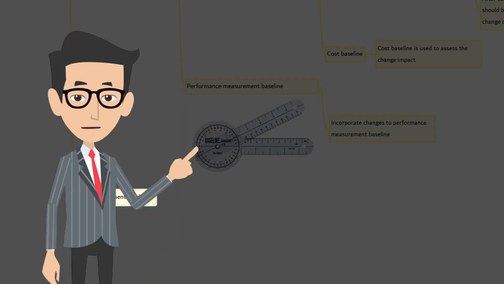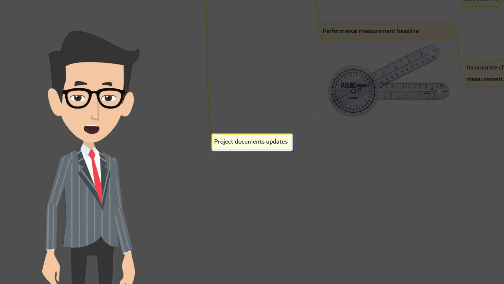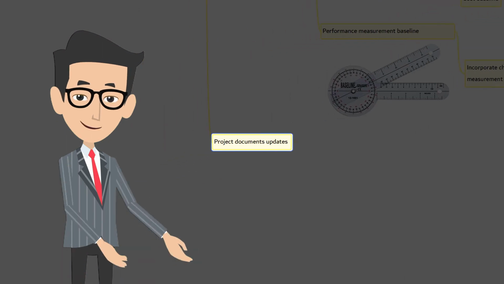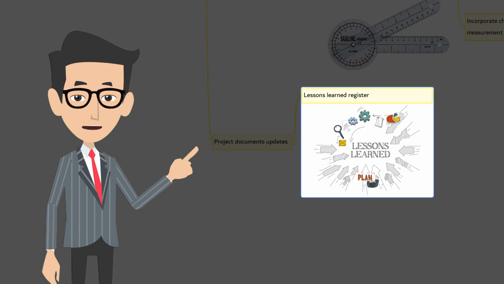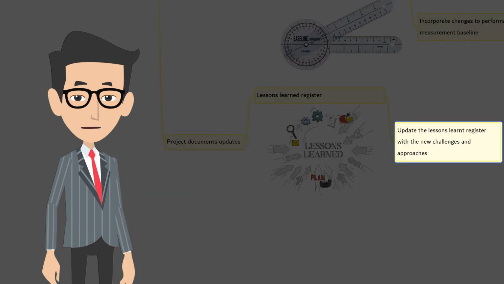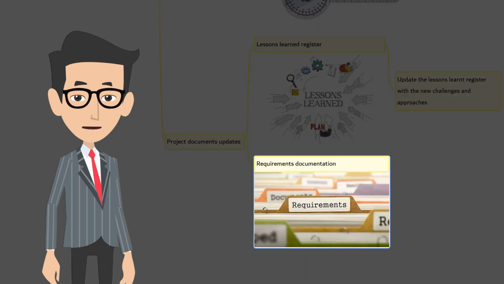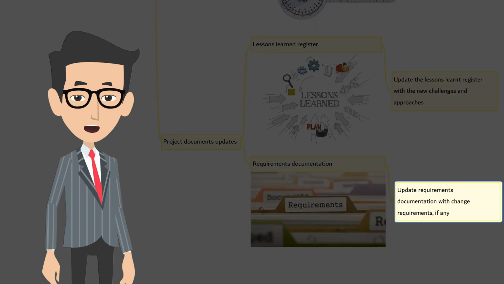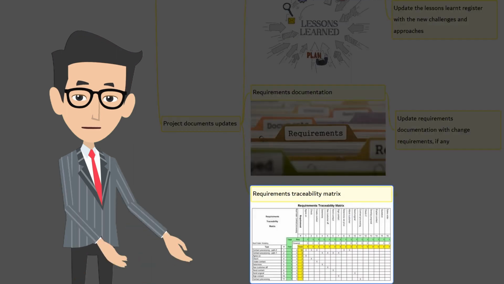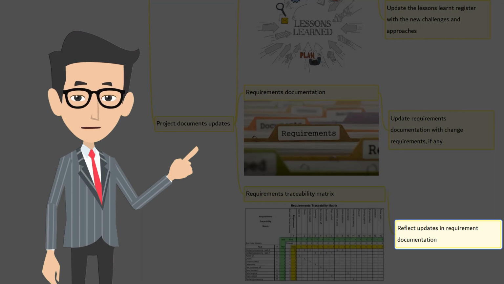Let's look at the next one, project documents updates. There are 3 in it. Let's have a quick look at them. Lessons learned register. The lessons learned register is updated with information on changes encountered and how they could have been avoided, as well as approaches that worked well for control scope. Requirements documentation. This may be updated with additional or changed requirements. Requirements traceability matrix. This may be updated to reflect updates in the requirements documentation.